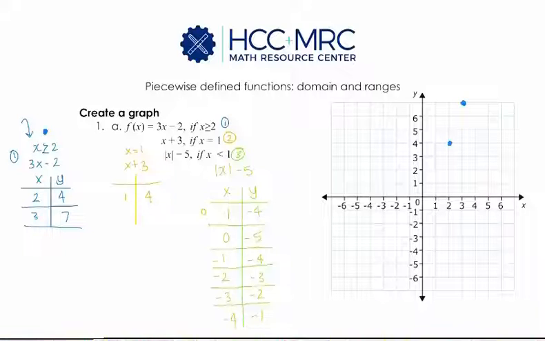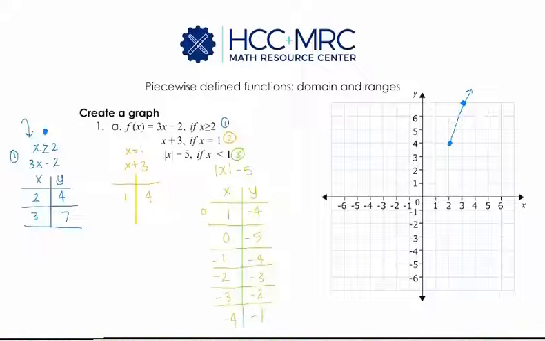So for the first function, I went ahead and just graphed the first 2 points because the other ones went off my graph. And this is just going to be a linear function with a line, and it continues on forever in the positive x direction after 2 because it is restricted to that domain.